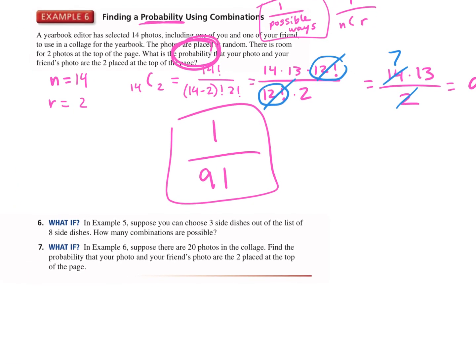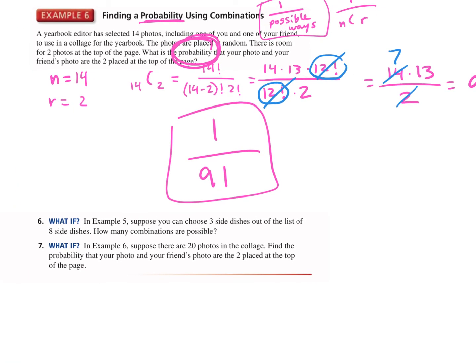All right, 2 more. In example 5, suppose you can choose 3 side dishes out of the list of 8 side dishes. How many combinations are possible? So in this one, number 6, are we using permutation or combinations? Does the order matter? No. The order does not matter, so that would be combinations. What's our n? 8, because we have 8 total. And then how many are we picking? 3. So 8 choose 3. So we have 8 factorial on the top, 8 minus 3 factorial times 3 factorial on the bottom.